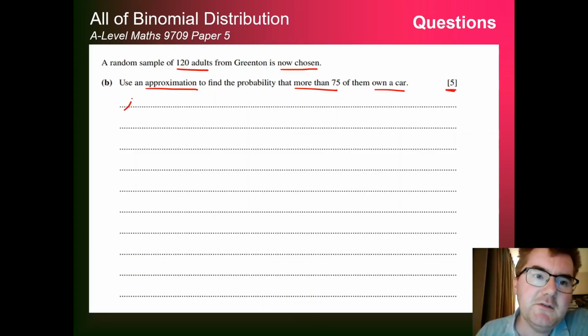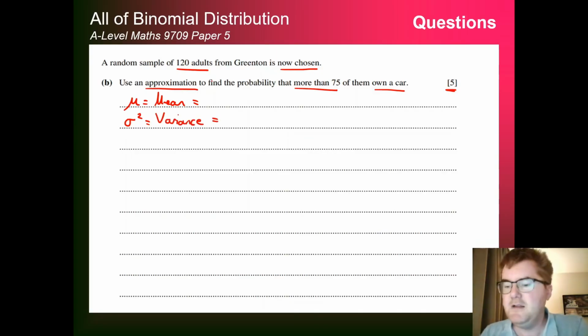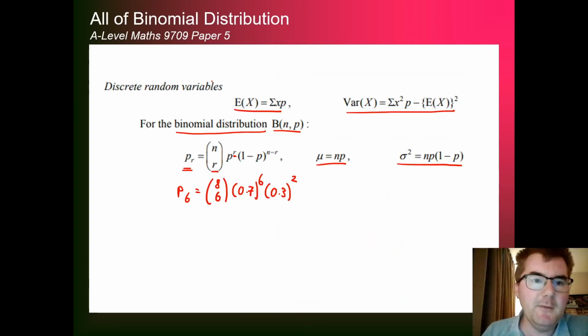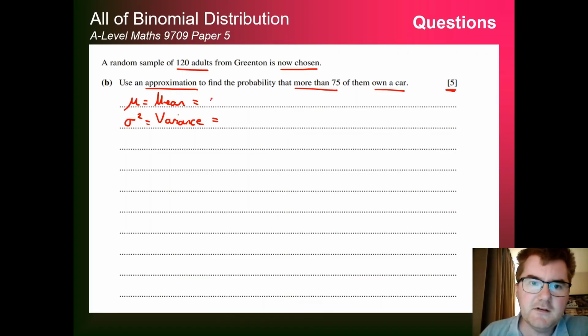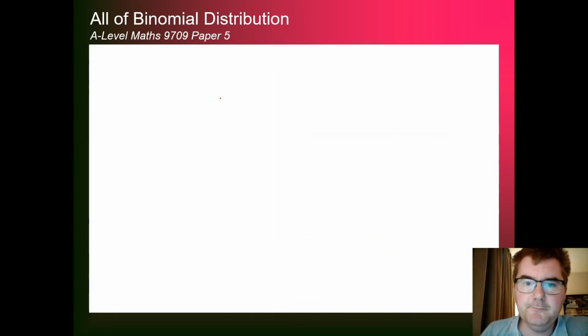First thing we want to do is work out the mean. So again, we often use this symbol mu. And we've got the variance as well. So be familiar with these signs, and we're going to work out both here. Okay, so to work out mean, again, we've got our formulae here. We're going to do n times p, so np, and then variance is np times 1 minus p.